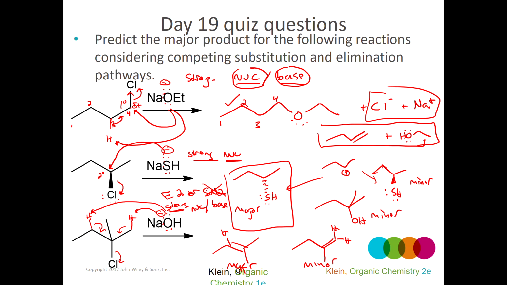But when substitution and elimination are in competition, and I have a strong nucleophile slash base, if it's tertiary, I usually get mostly elimination because the substitution would require the leaving group to leave first, and the formation of the carbocation is not a very fast step.